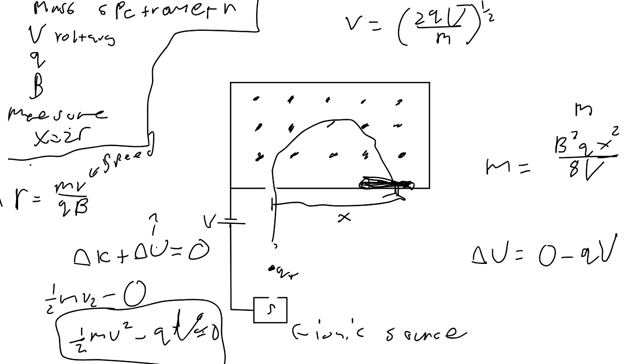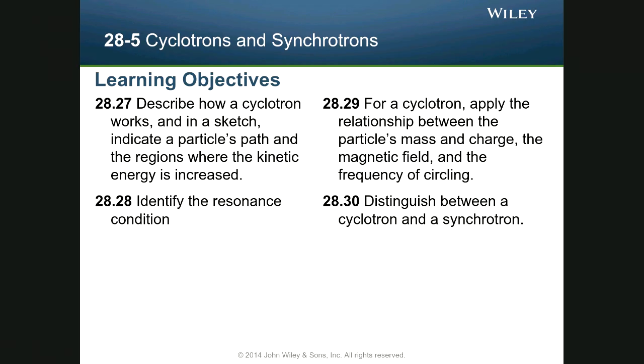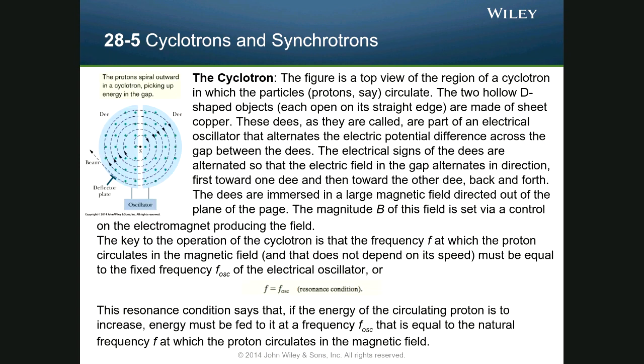So now we want to go to cyclotrons and synchrotrons, which are sort of our ultimate application. So let us do that. Let's make sure I'm not missing anything here. So with the cyclotron, we have a source and we have these two Ds, these hemispherical Ds. And basically we have an oscillator here.